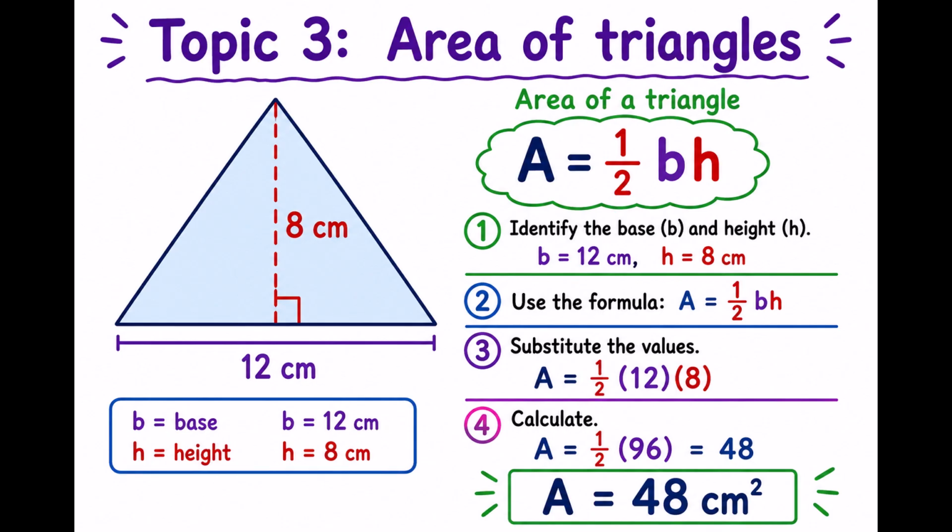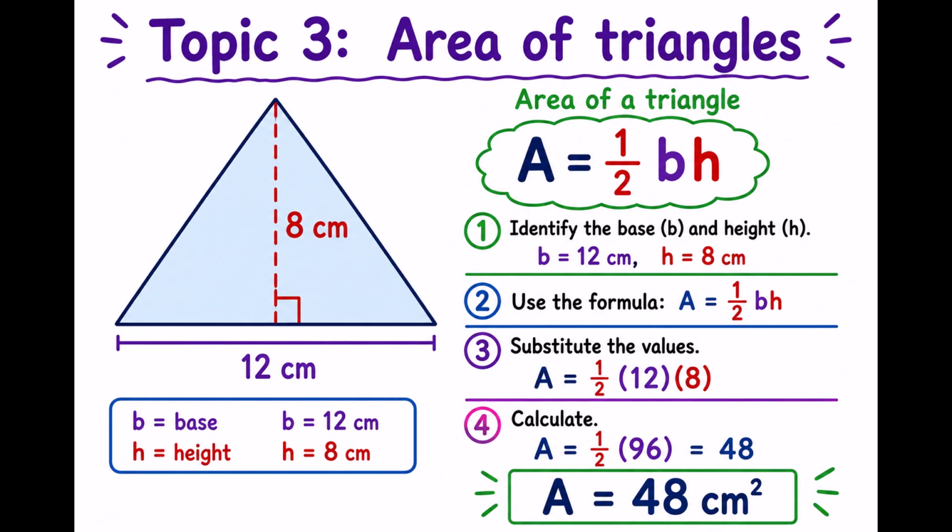So after we identify the base and height, now we're going to use the formula. A equals half BH. Next, we're going to substitute the values that we have just found, which is the 12 and the 8. Now we're going to substitute it by writing in those new numbers in place of those values.